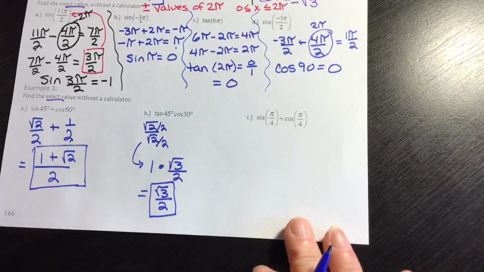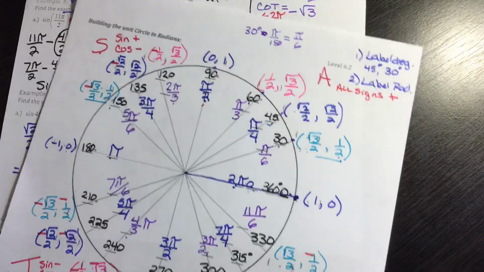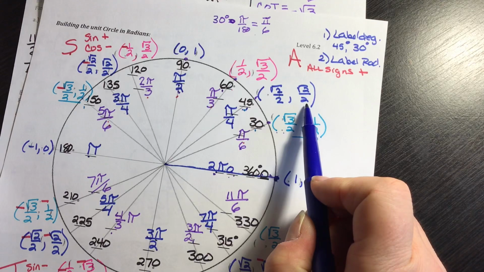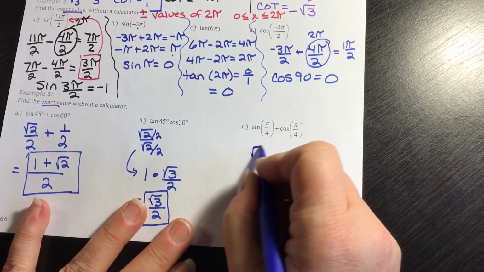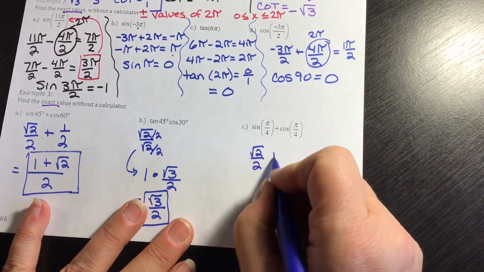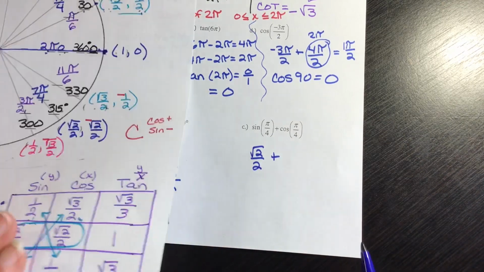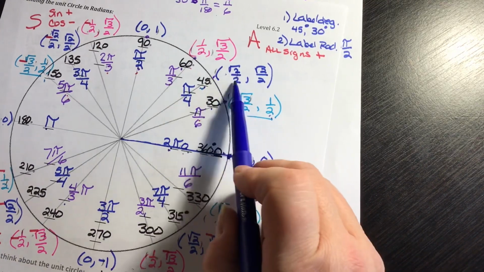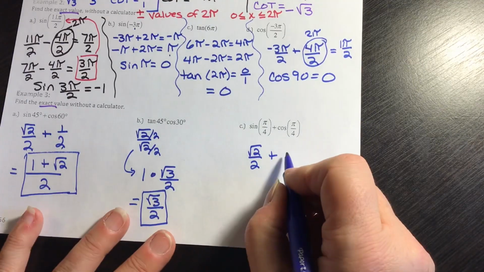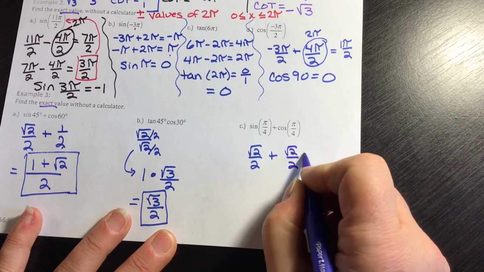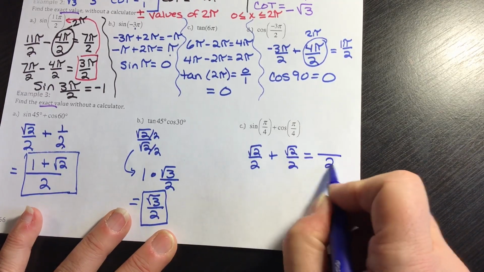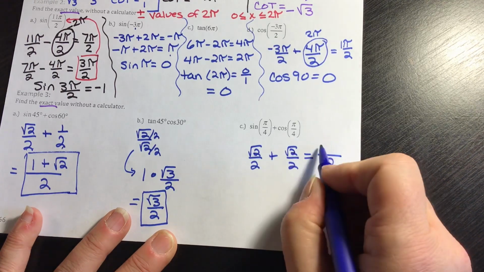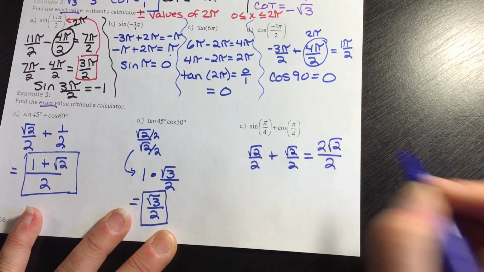And the last one, I have sine of pi over 4 plus cosine of pi over 4. Pi over 4 is here. Sine is square root of 2 over 2. Pi over 4, cosine is the first coordinate, so I have the same value. Add these together, the common denominator stays 2, and I have 2 of these, so I have 2 square root of 2 over 2.